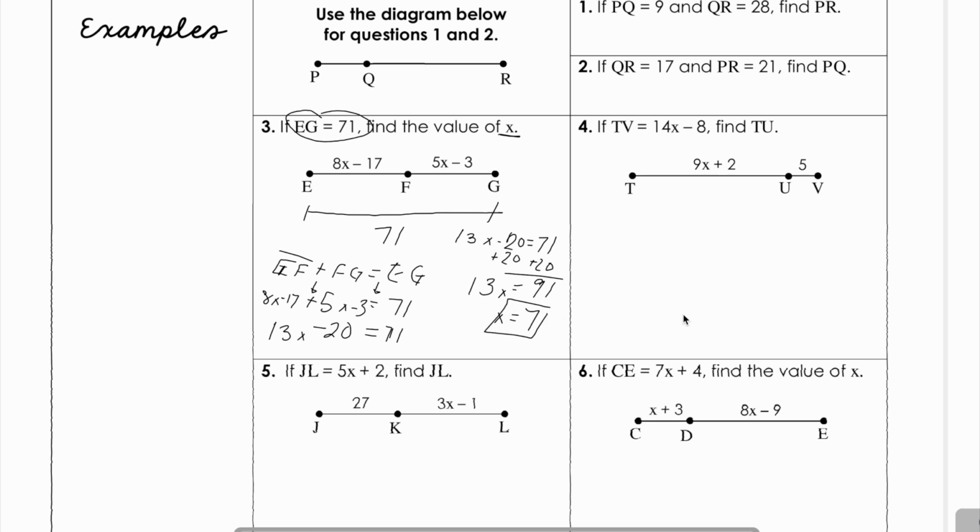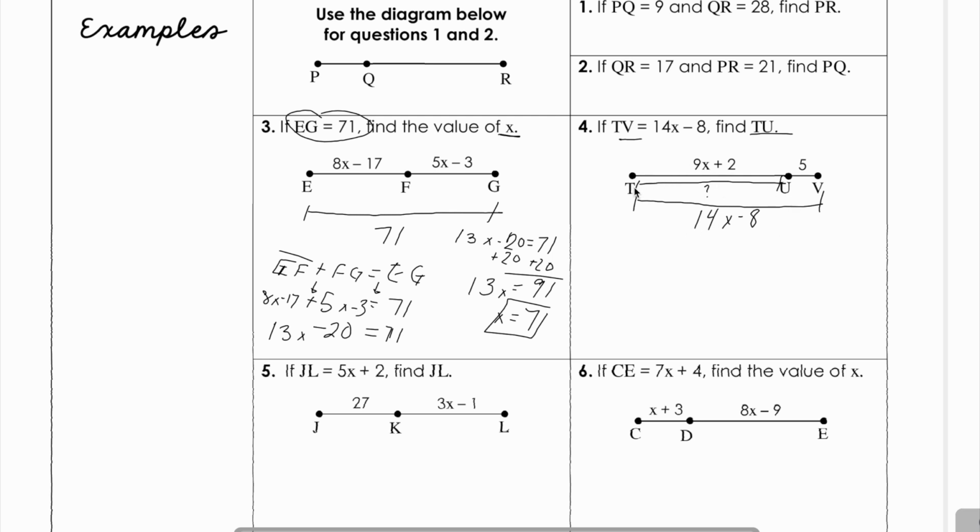Okay. Let's take a look at number 4, and this one, you're going to have to take a step further. So they tell us that TV, so what is TV? TV is this whole length, equals 14x minus 8. They say find TU, so they want to find the length from here to here, so we're going to put a question mark.